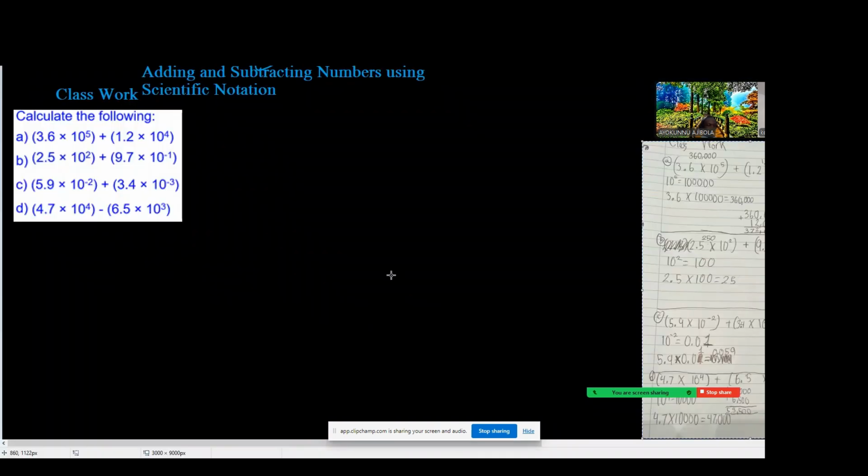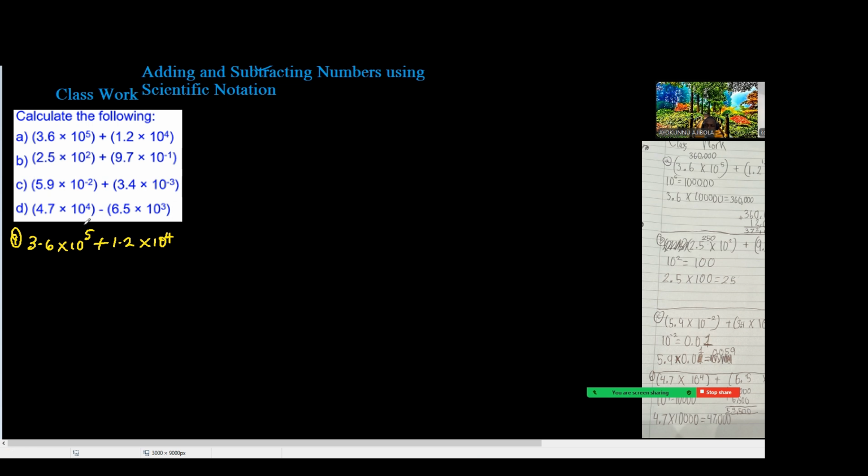So, very quickly, we want to look into the solution of this question. It says we should calculate, but we have to use scientific notation without changing it to ordinary form. So the first one, number one, that is 3.6 times 10 raised to the power 5 plus 1.2 times 10 raised to the power 4.